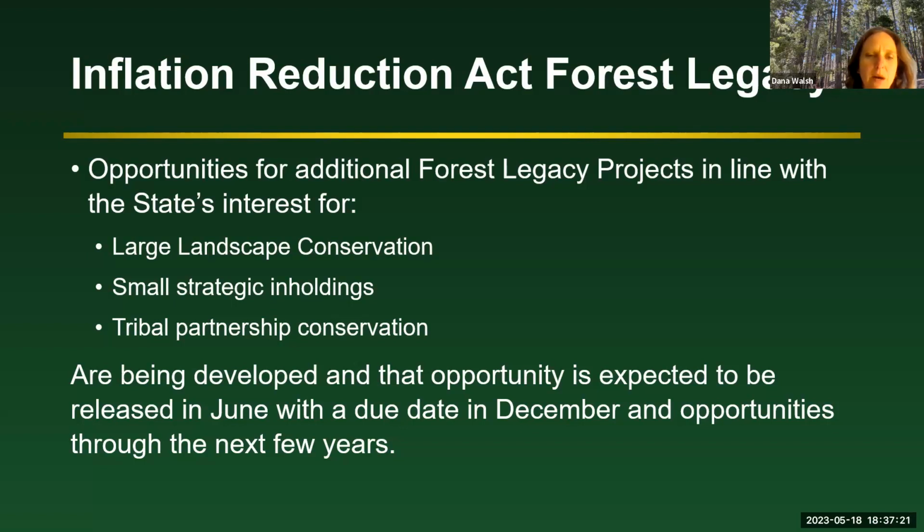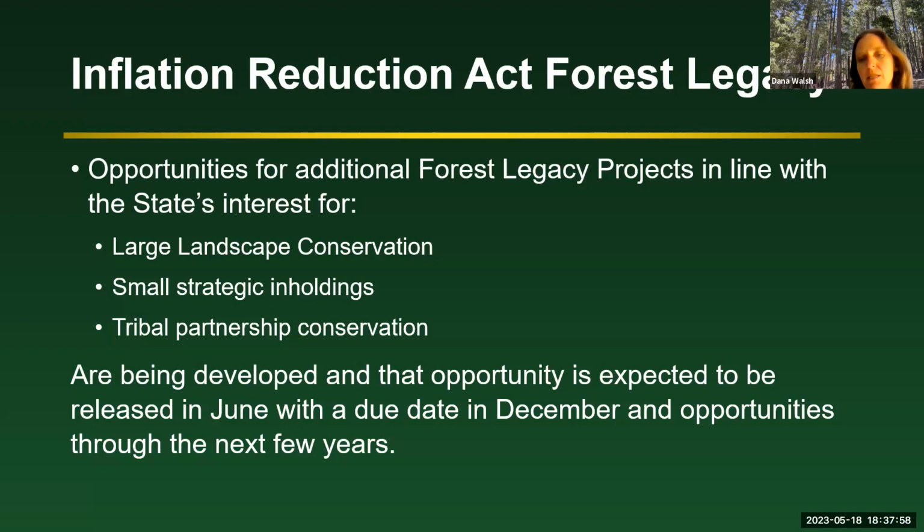We also know that there's some small strategic inholdings that just don't rank very high in our national standard process because they're small. It's hard to tell the importance and strategic nature of just a very small tract. So this is going to give us an opportunity to focus on some of those. And then this tribal partnership conservation piece, where the states are working with the tribes to conserve lands that are really important to them, is this other really unique opportunity here. So we're being told, expecting that we're going to be able to release that request for proposals in June with the first due date in December.